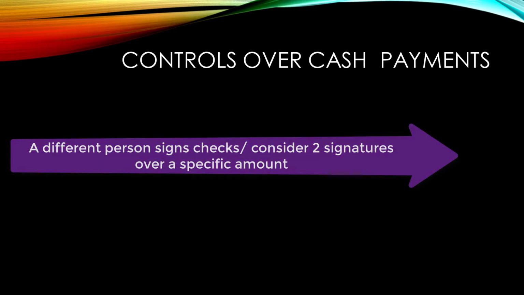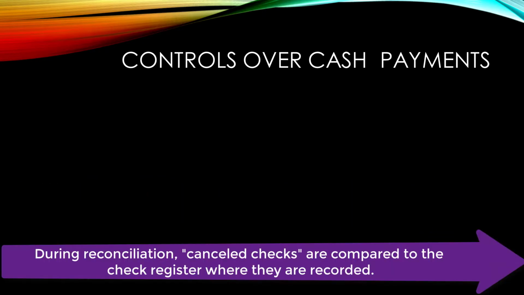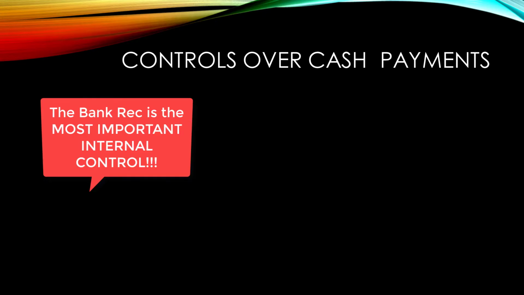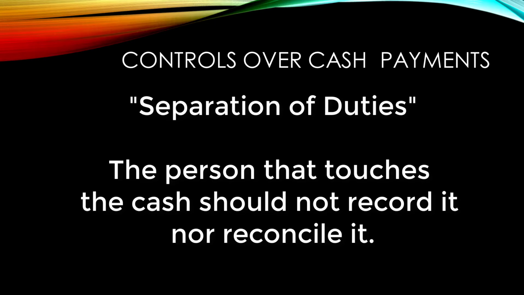Of course, we have electronic transactions now. Consider requiring that 2 people sign the checks for greater than a specific amount. Use pre-numbered check forms and account for every check that's sent out. Make sure during the bank reconciliation process, the canceled checks are compared to the check register. The person who completes the bank rec should be someone other than the person who records and prepares the payments. And of course, make sure that all records are updated promptly for all cash payments. Just as in the last set of controls, the person who records the cash payments should not be the one who approves them or writes the checks.